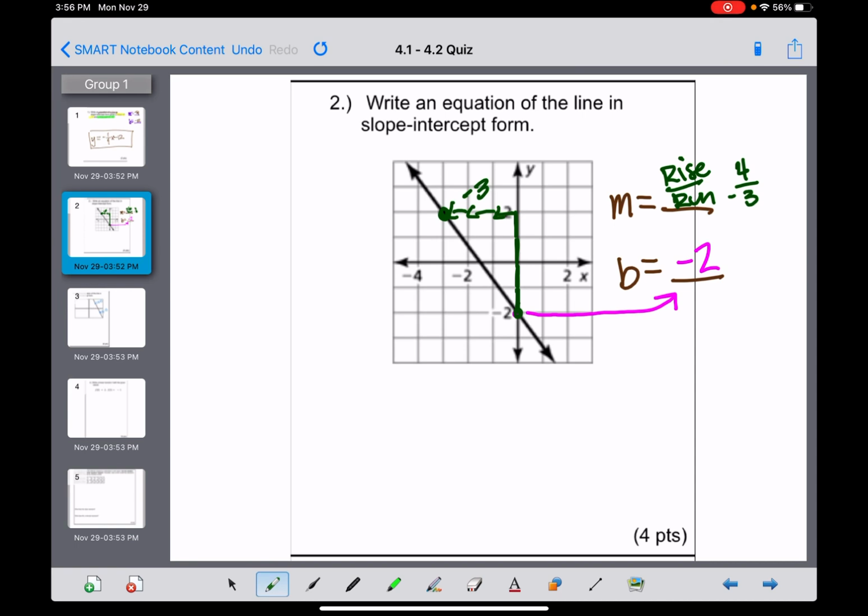My y-intercept is negative 2. I am not done though because they want an equation. So my final equation is y equals negative 4/3 x minus 2.